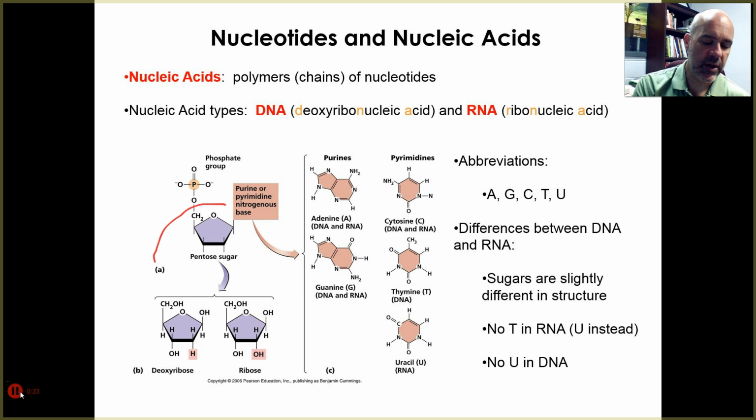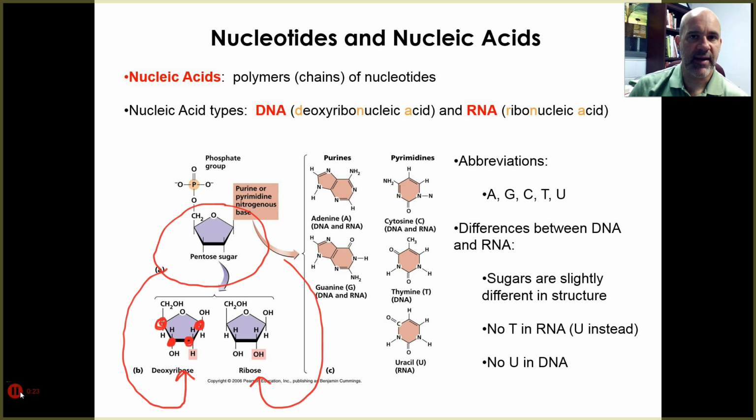Now what about the pentose sugar? In DNA, that pentose sugar looks like this. In RNA, it looks like this. And remember in a lot of these diagrams, like right there and right there, you've got a point. They don't have a letter drawn in. And there are carbons at that location. They're just understood to be there and are not drawn in to help simplify the diagram.